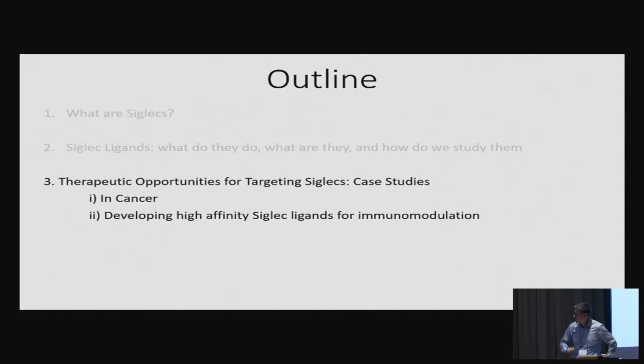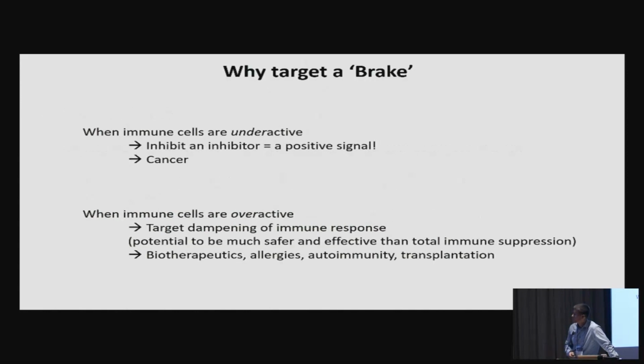Okay, so I'll just breeze through these case studies, but essentially I've told you that a lot of the siglecs are inhibitory, so they're a brake. And so the question is, in terms of trying to target these receptors, when would we want to target them? In cancer and in dampening immunity. So here's the idea: when an immune response or cell is underactive, if we can inhibit an inhibitor, and that's what a siglec is, most of the siglecs, we're going to get a positive signal.